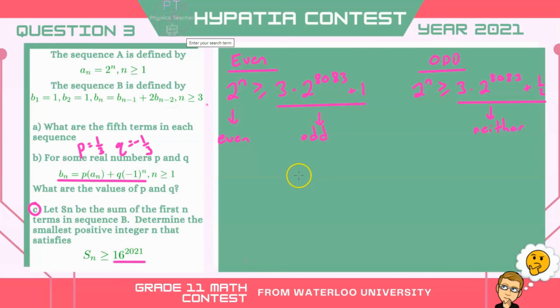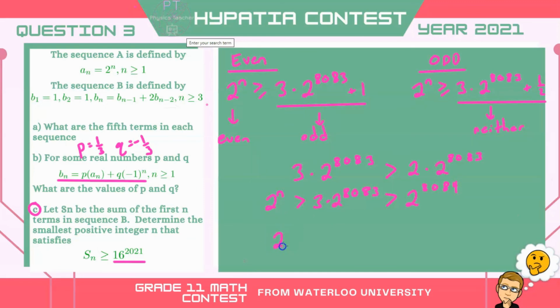Another thing to notice is that 3 times 2 to the 8,083 is going to be greater than if we were to simply have 2 times 2 to the 8,083. I think that's obvious there. And 2 times 2 to the 8,083 is the same as 2 to the 8,084. So if we want the smallest possible integer n that satisfies this sum, then this must also be less than or equal to 2 to the n.